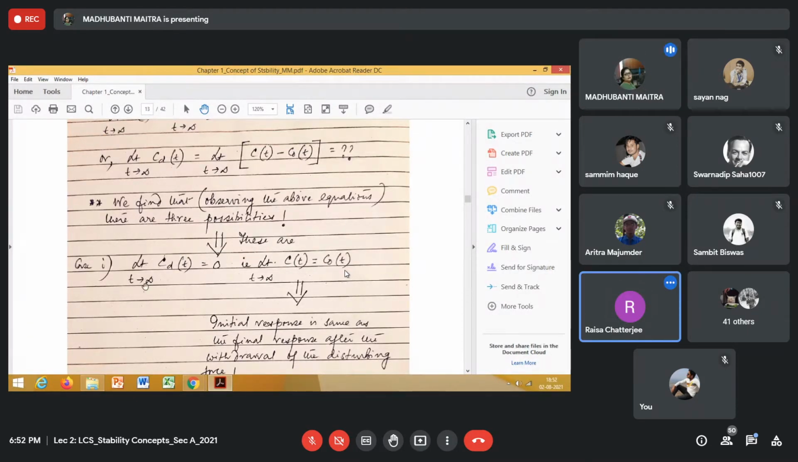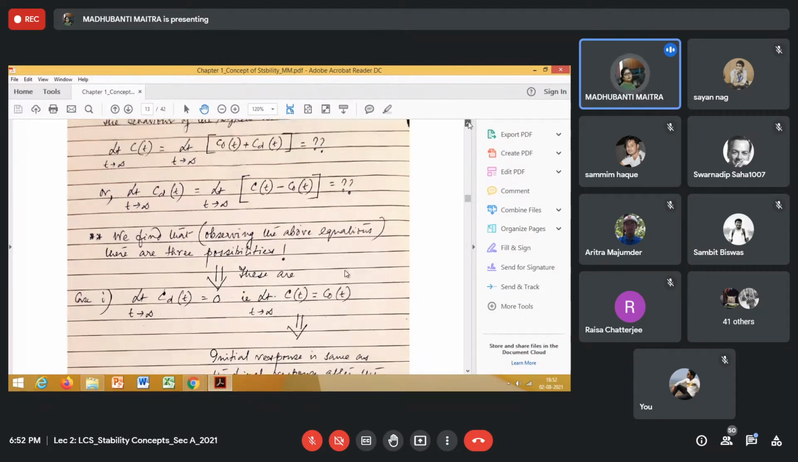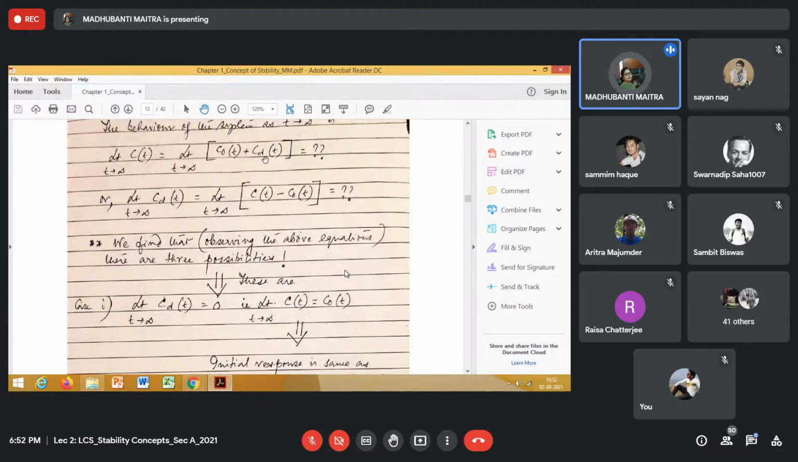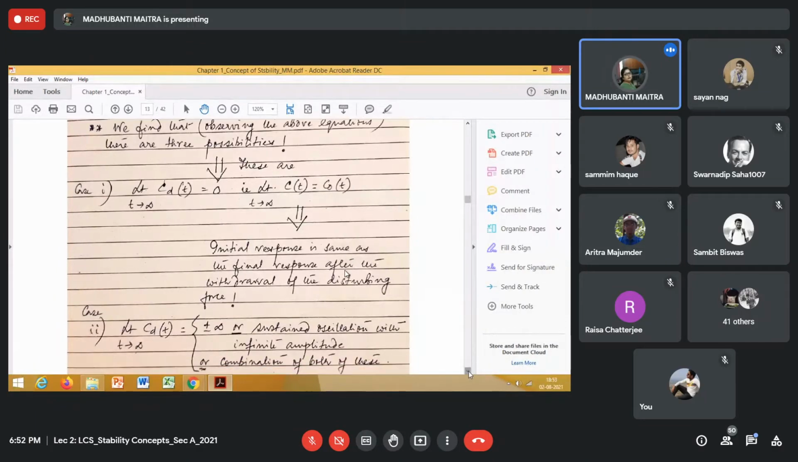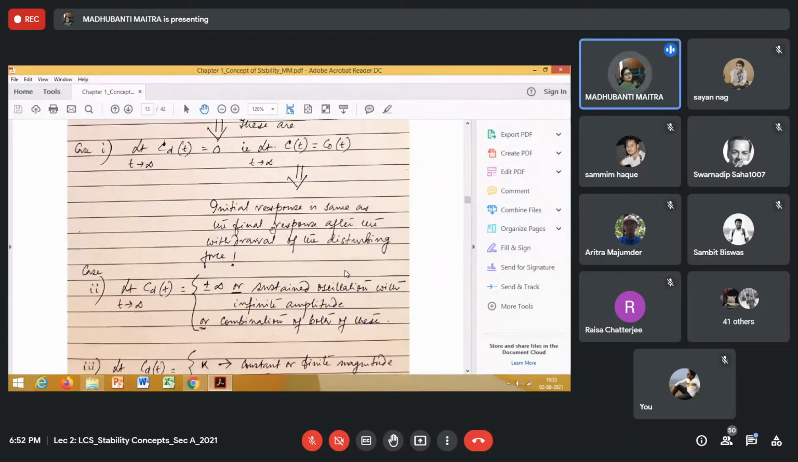So as t tends to infinity, this component will tend to zero. So this part will decay down, and as time t increases, the response of the system will be the same as the response when no disturbing force was applied, right? So that is a desirable situation. So the first case is this component will tend to zero, and eventually Ct will be equal to C0t. So the initial response is the same as the final response after the withdrawal of the disturbing force.